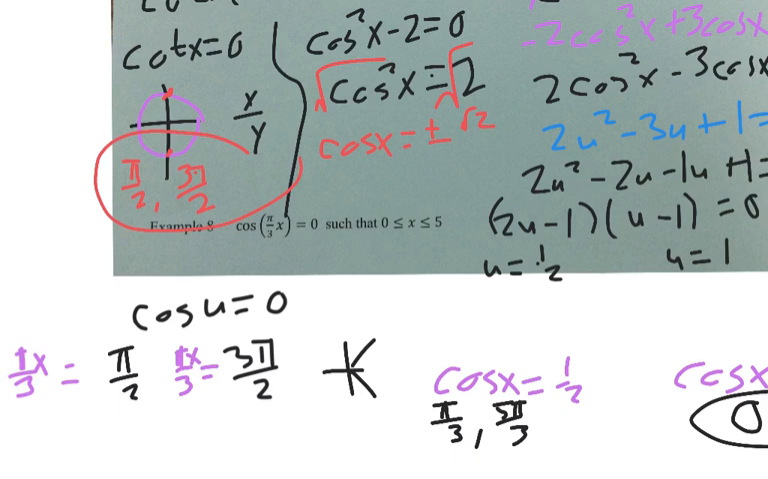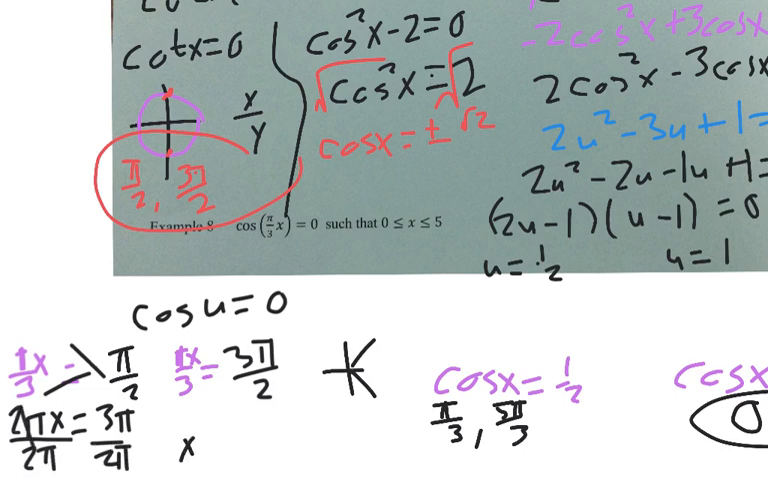Why would I do that? Because now I have a fraction equal to a fraction. I love that. Boy, I do that all the time, don't I? If you do another class, they may not do that as much, but that's my go-to. Fraction equal to a fraction, I cross multiply, set them equal. So 2 pi x equals 3 pi. Divide by 2 pi. So x equals 3 over 2.